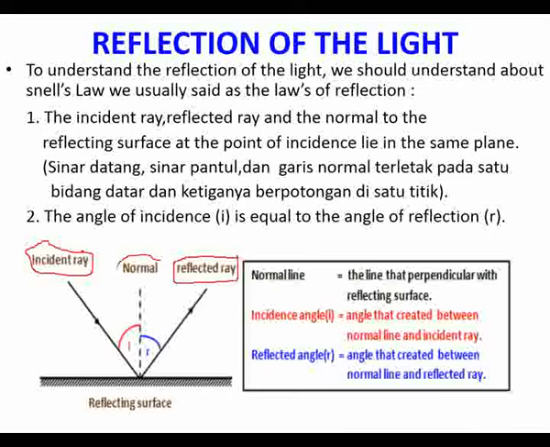First, we should understand the definition of the normal line. The normal line is the line that is perpendicular to the reflecting surface. The second is the incidence angle with symbol I, which is the angle created between the normal line and the incident ray. And the last, the reflected angle with symbol R, is the angle created between the normal line and the reflected ray.